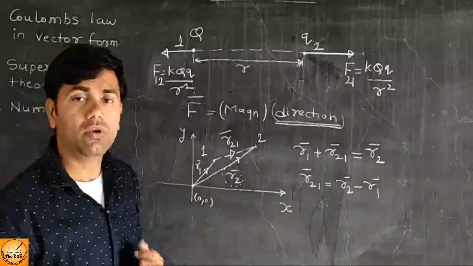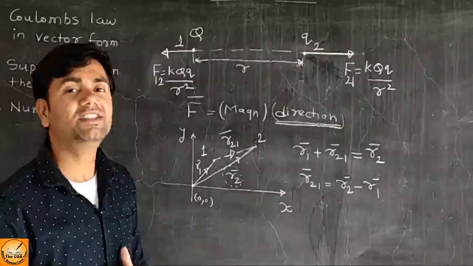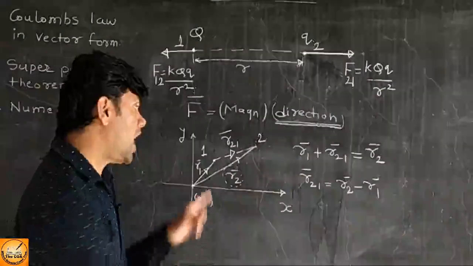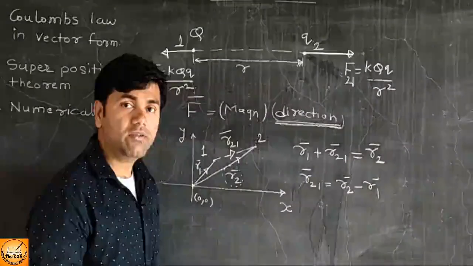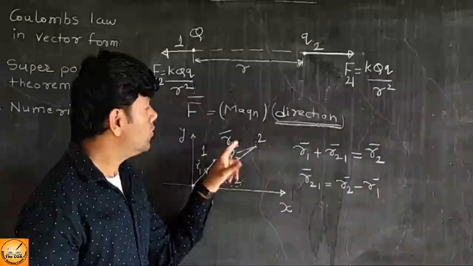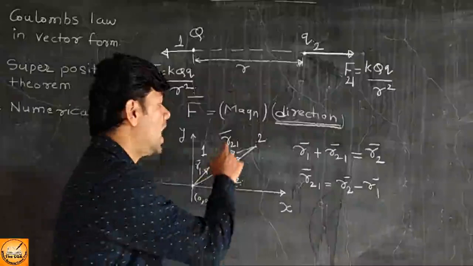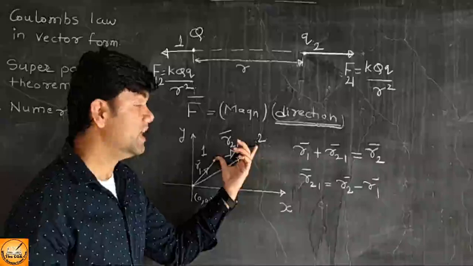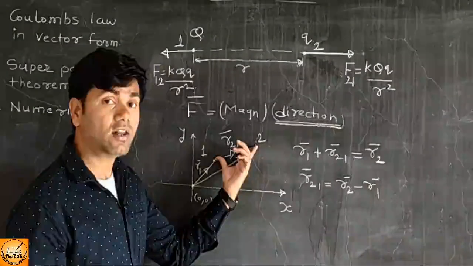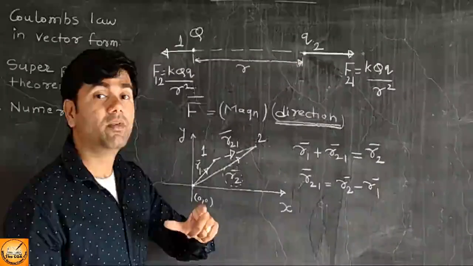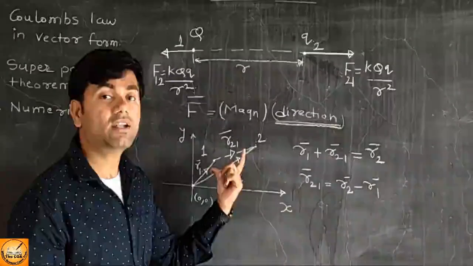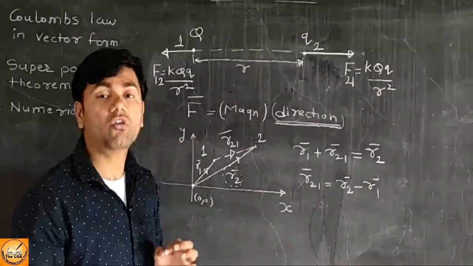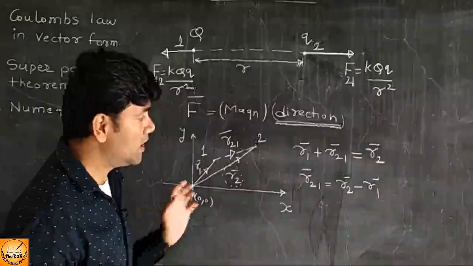So direction means what? We already learned in vectors that direction is nothing but the unit vector. So R21 bar is the vector, and if I find the unit vector along the R21 bar, then our work is over. If we consider the R21 bar vector and find the direction, or you can say the unit vector along this R21 bar, that is nothing but the mathematical representation of the direction. So the unit vector we need to find out.